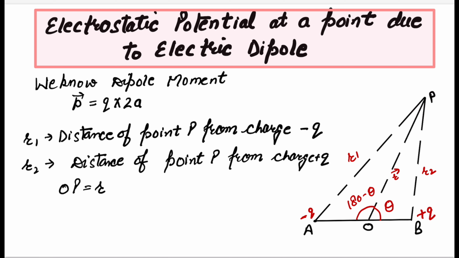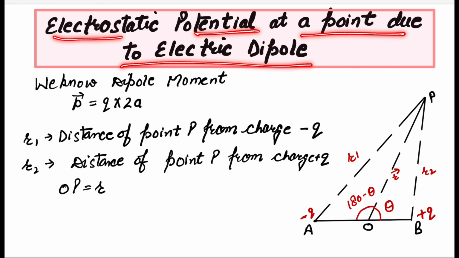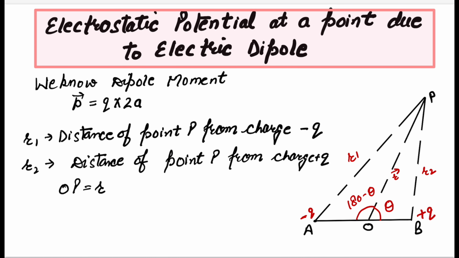The next case is: if your point P doesn't lie on the axial line or on the equatorial line, it can be arbitrarily present around the dipole. It can be here, anywhere around the dipole. Then what will be the electric potential at that point? The electrostatic potential at a point due to an electric dipole has no condition on whether it is on the axial line or the equatorial line. We choose a point P here, such that this point P has a distance r1 from the minus Q charge and a distance r2 from the plus Q charge.